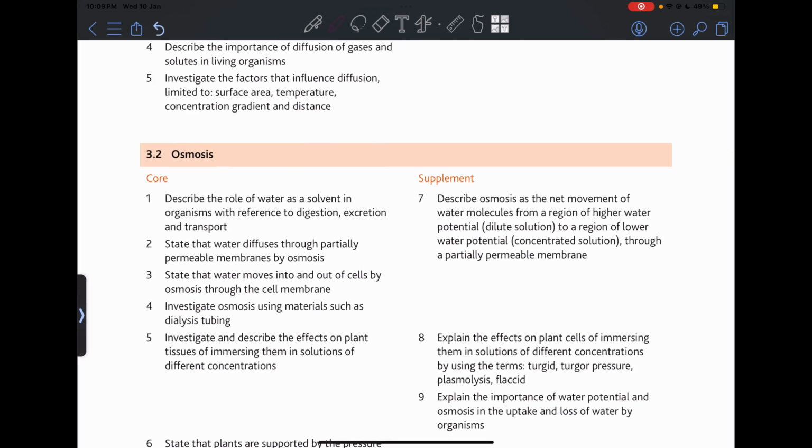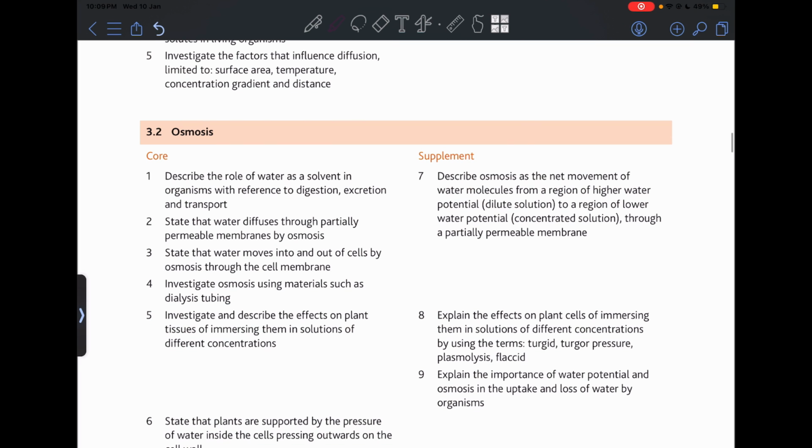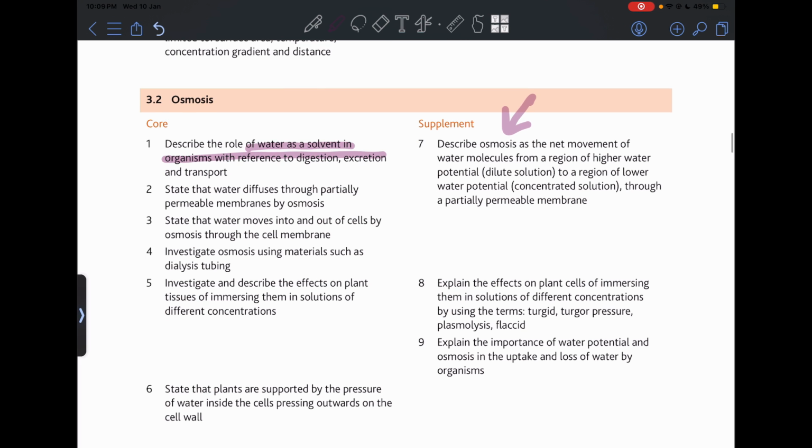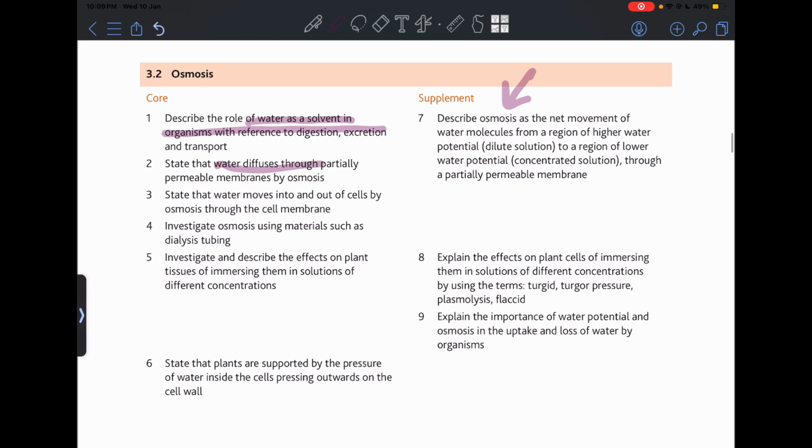Let's move on to osmosis, which is the movement of water. Now we have to know in this area there is extra information for the extended students. Now describe the role of water as a solvent in organisms with reference to digestion, excretion, and transport. So you have to know what the role of water is. Memorize this, that water is a solvent, and also state that water diffuses through partially permeable membranes by osmosis. This is again memorization. You have to also understand this concept very well.